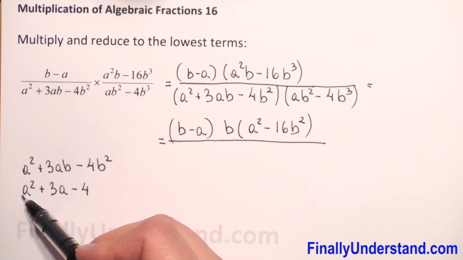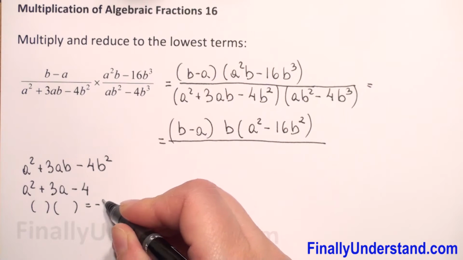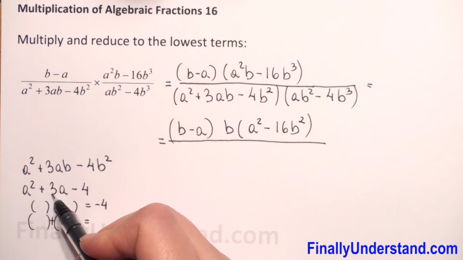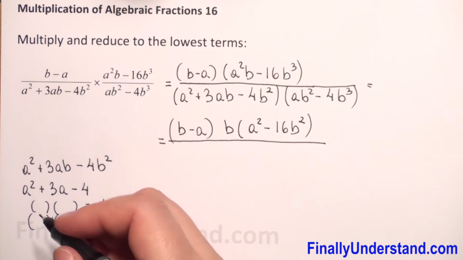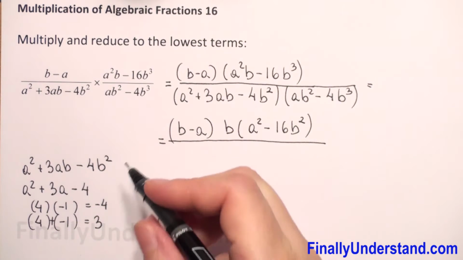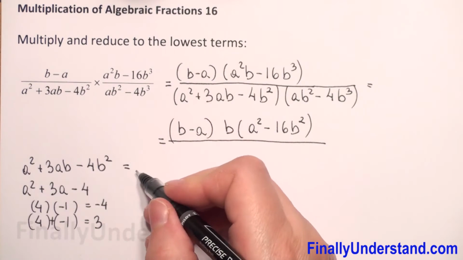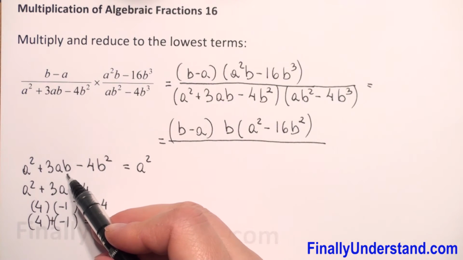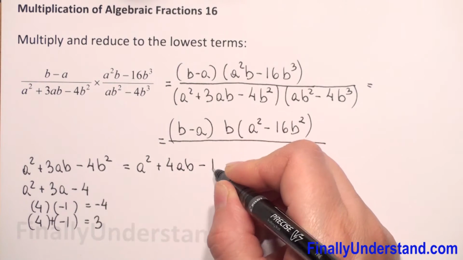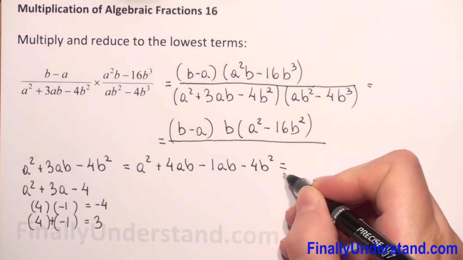The coefficient before a squared is 1, so now we have to find two numbers which multiply to give negative 4, and when I add these two numbers I get the coefficient 3. These are 4 and negative 1. So now we can rewrite our expression: a squared, we copy, and 3ab we can rewrite as 4ab minus 1ab, and negative 4b squared we copy.